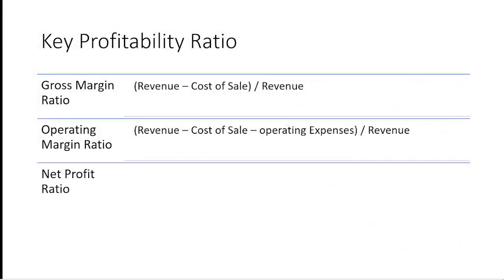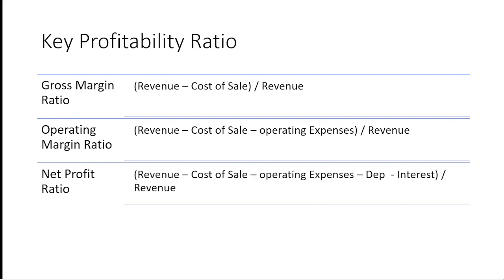Now let's look at the net profit ratio. The net profit ratio will be similar, where we are saying that revenue minus cost of sale minus operating expenses minus depreciation and minus interest also, and usually the taxes. So it includes everything else, the whole company expenses, and then we calculate the net profit. So the net profit is just telling you what is the net income to the shareholders.